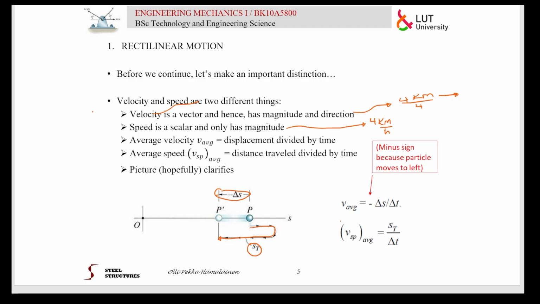What questions do you have about speed and velocity? Is it clear that speed is not the same as velocity? Why is this important to know? I have someone saying average velocity is displacement divided by the time interval of the displacement. Yes, that's correct. Yeah, perfect.